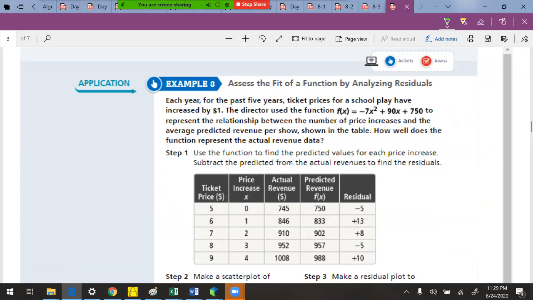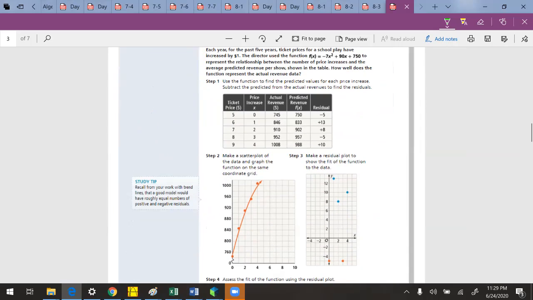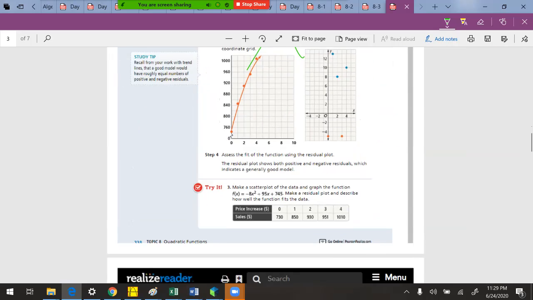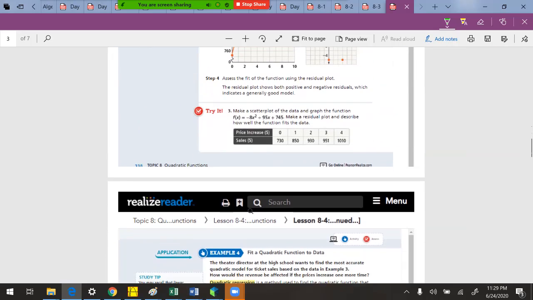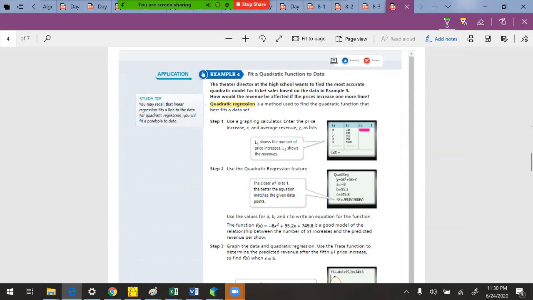Now we're going to make a, you know what? I'm going to ignore residuals. I'm not a fan of the residuals because residuals only talk about how far apart the actual price is. So believe it or not, we're actually going to skip this. Well, we can make a scatter plot. Actually, what I want to focus more on is making an equation using the quadratic regression feature.